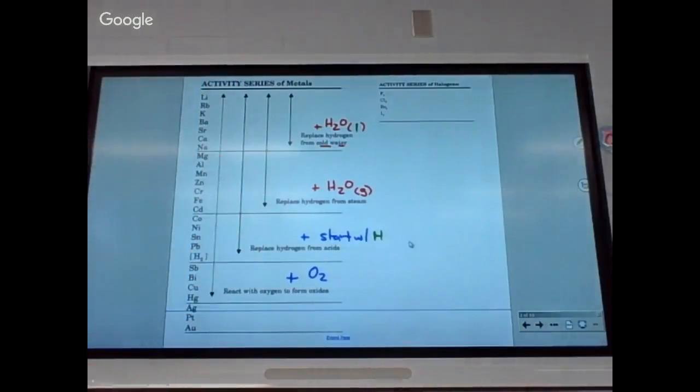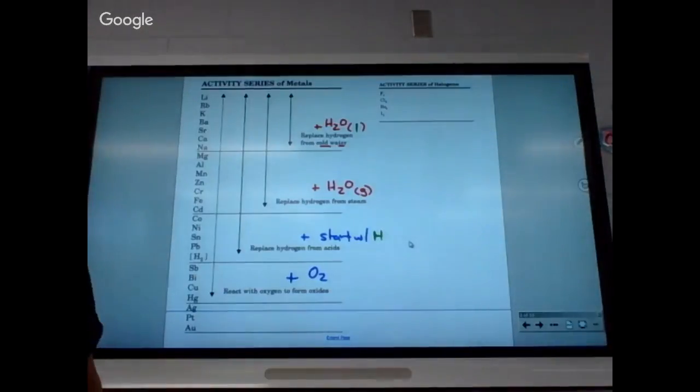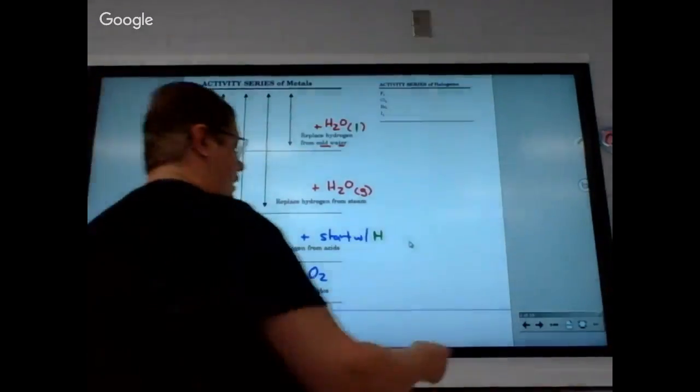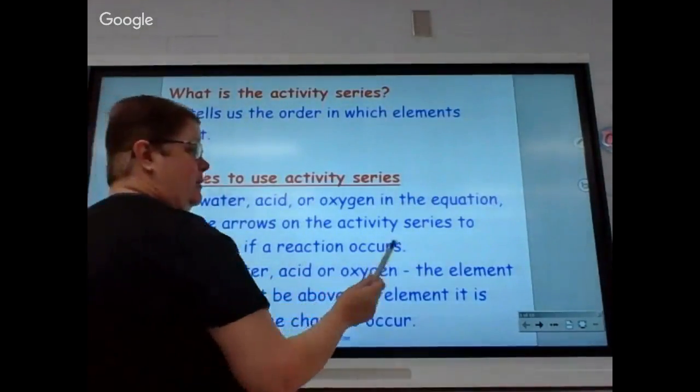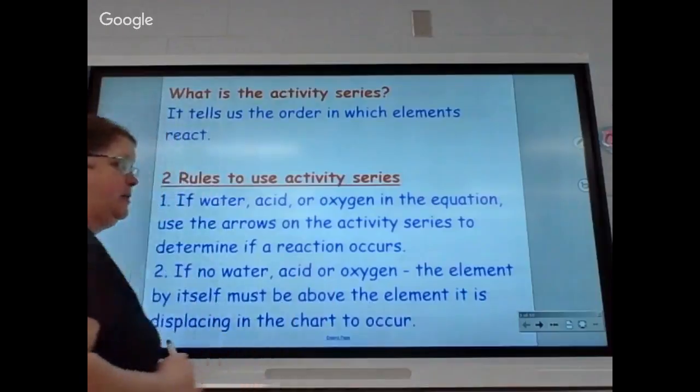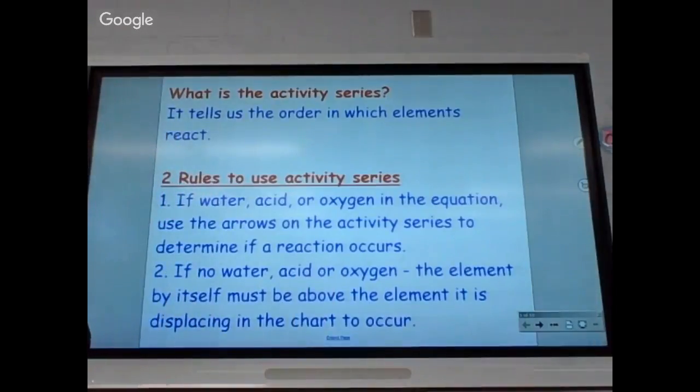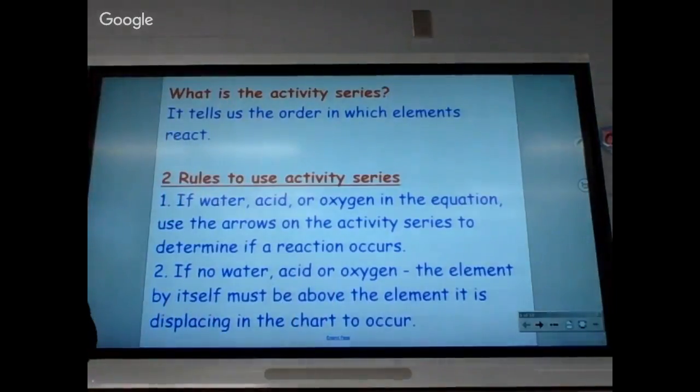But do all equations have those four things in them? No. So the second rule we talked about was, if you don't have one of those three things, you can read the chart based on whichever element is above the other. The only catch is, the element that's above has to be alone or by itself.